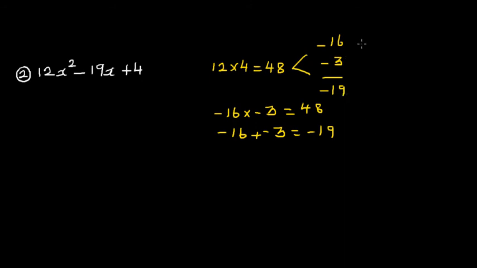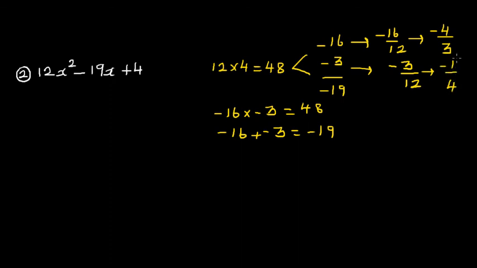The next step is interesting. I'm going to divide both by the coefficient of x squared. So minus 16 divided by 12. There's no need to understand why we do this, but it is going to help you get to the answer. You have to simplify this. What goes into 16 and 12? Well, 4 goes into both, so negative 4 over 3. And 3 goes into 3 and 12, so this is minus 1 over 4.